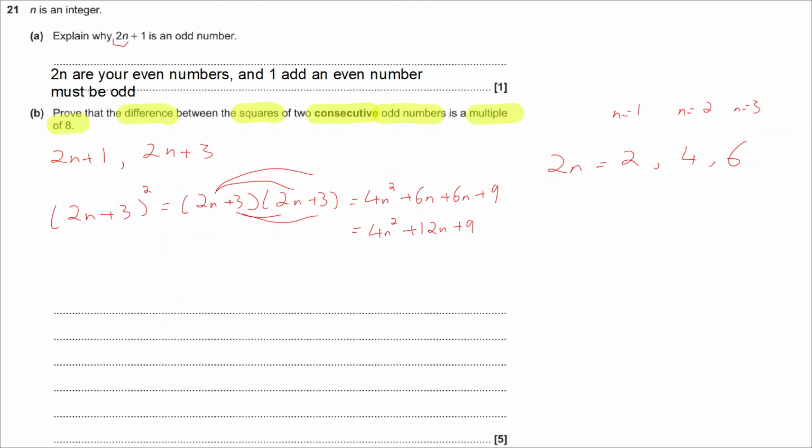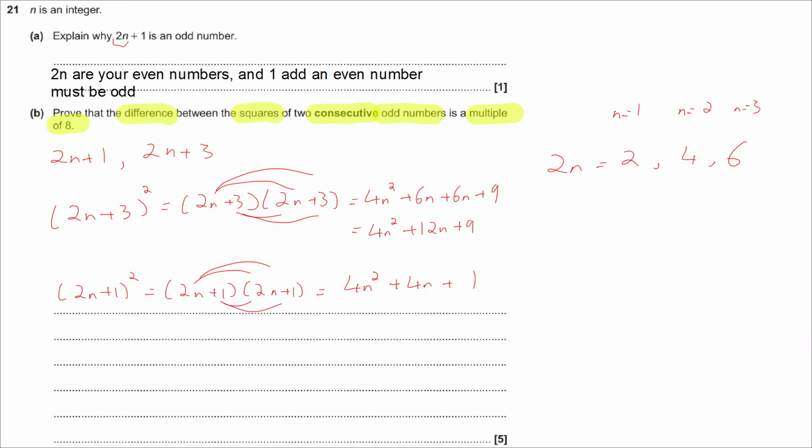If we square this one, so the odd number before, 2n plus 1, similar thing again, we get 2n plus 1 times by 2n plus 1, expanding out the brackets. I'm going to do it in one go this time. It's going to give you 4n squared, 2n, but you've got it twice, so it's going to be plus 4n, and 1 times 1 gives you plus 1.